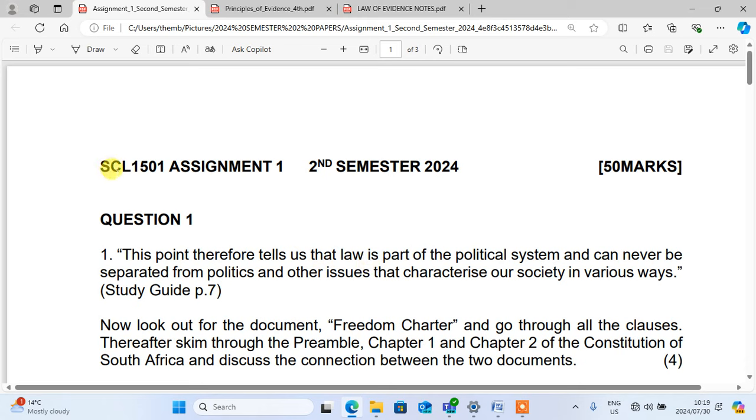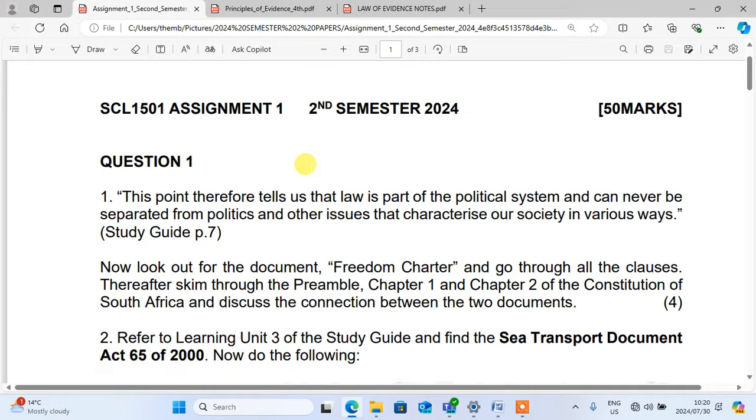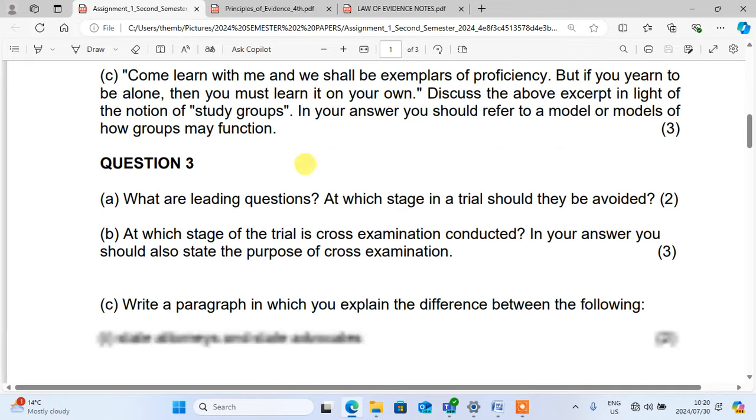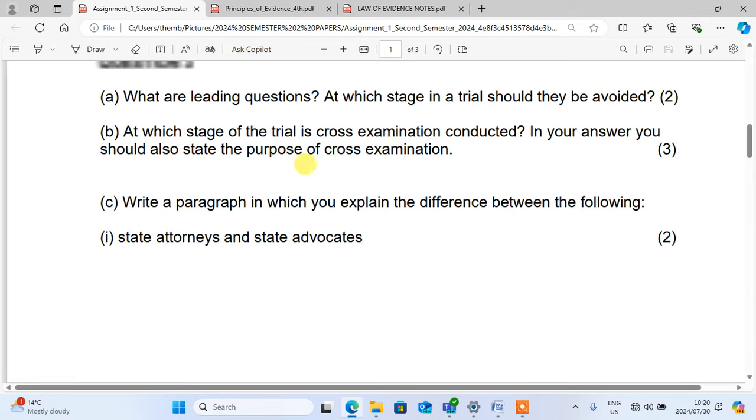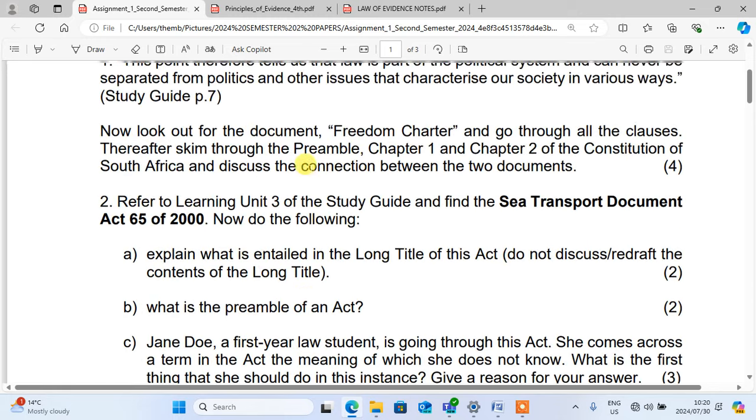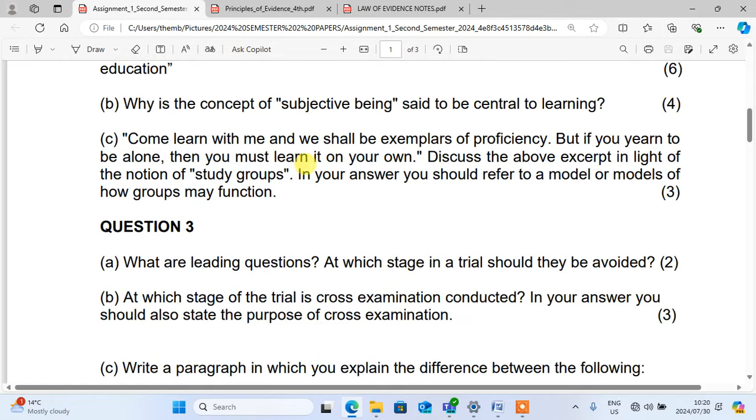Today we have the SCL1501 Assignment 1 for the end of semester 2024, and it has 50 marks of questions which we have to answer. This assignment is compulsory in order to pass. So let's start. The questions are easier, but we'll answer all of them anyway. So let's start with question number 3.